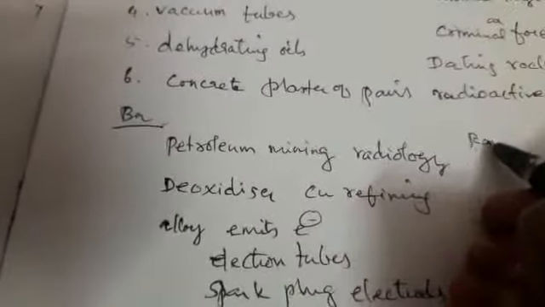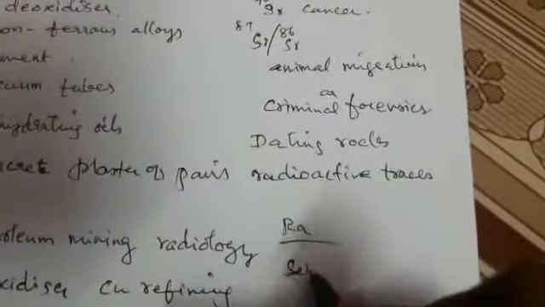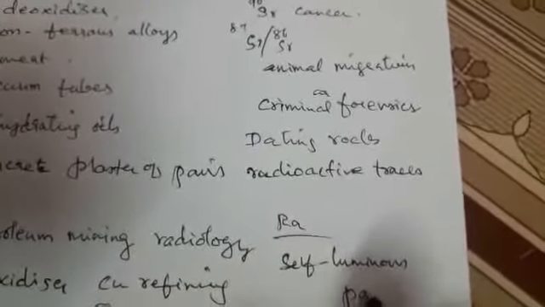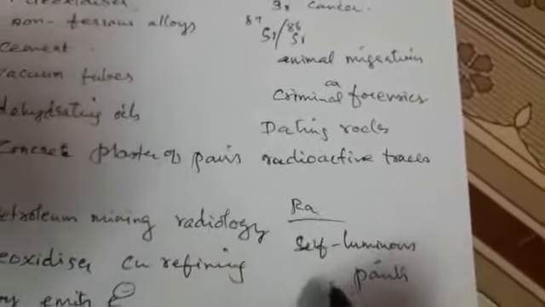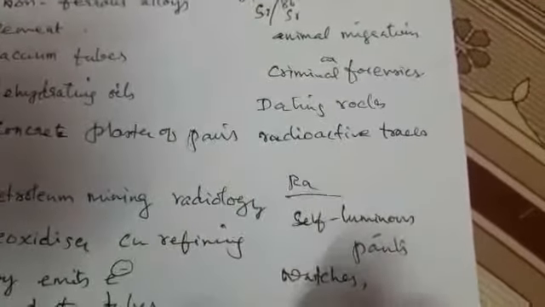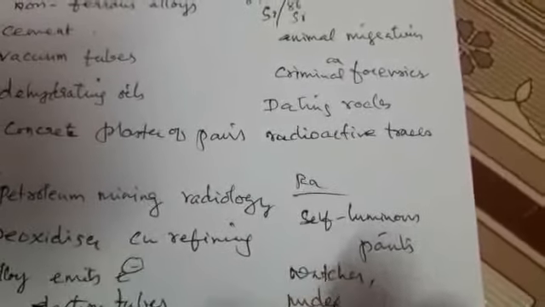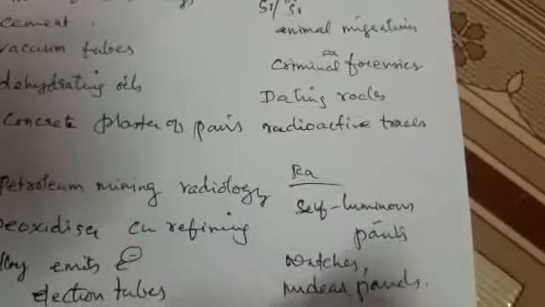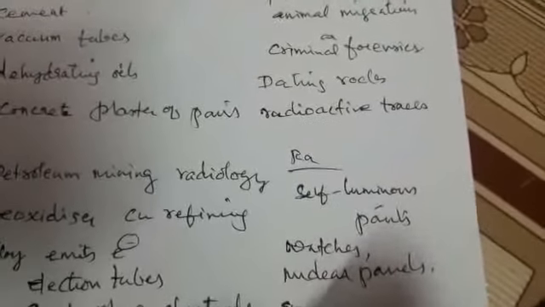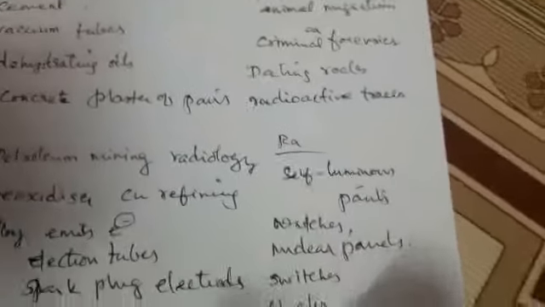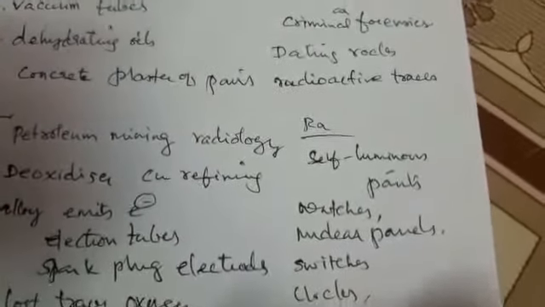Next, last one, uses of radium. Self-luminous paints, and watches, for example, watches, nuclear panels, artificial switches and clocks, and instrument dials.